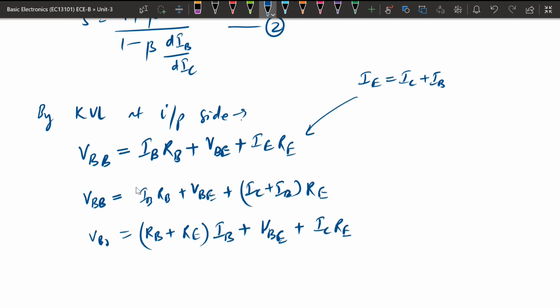So now we will be differentiating it, because we have separated IB and IC. So now we will be differentiating it with respect to IC.